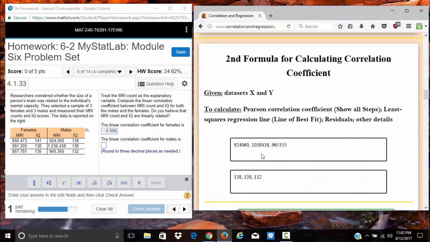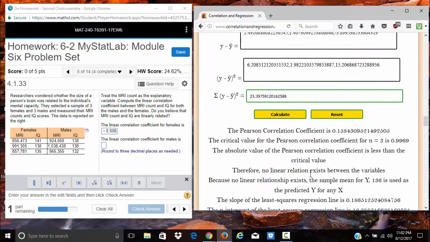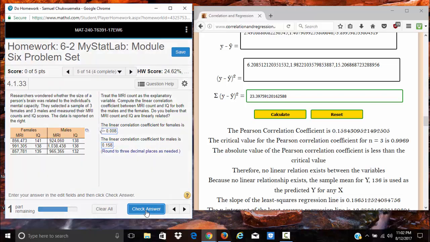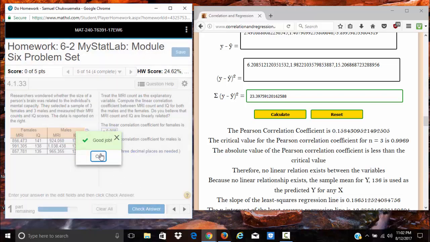Okay, 924,060, 1038,438, 965,355, 138, 138, 132. All right, the correlation coefficient here we have is 0.158, to 3 decimal places. Okay, that's it.